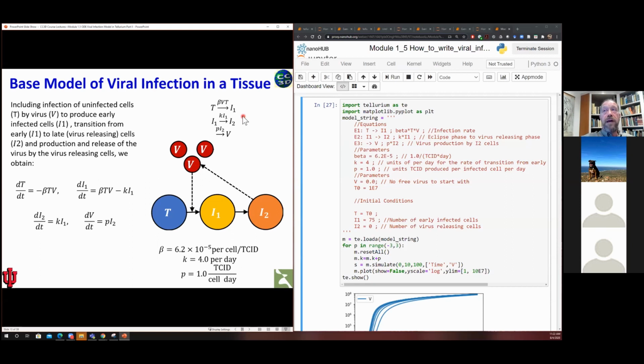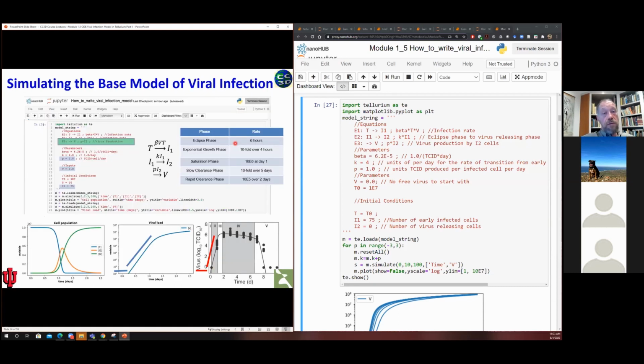We can write that schematically as T cells go to I1 cells at a rate proportional to the rate of infection per cell per unit of virus, times the amount of virus measured in TCID, times the number of infectable cells. The I1 cells go to I2 at a rate K, which is 1 over the eclipse time. And the infected cells, I2 cells, produce virus at a constant rate of P per cell per day.